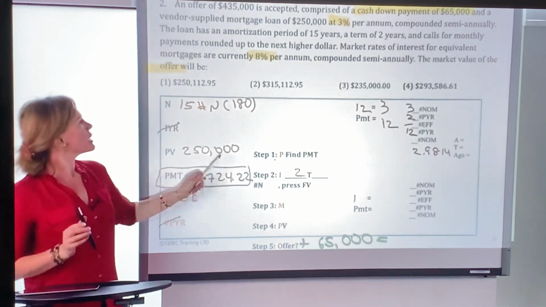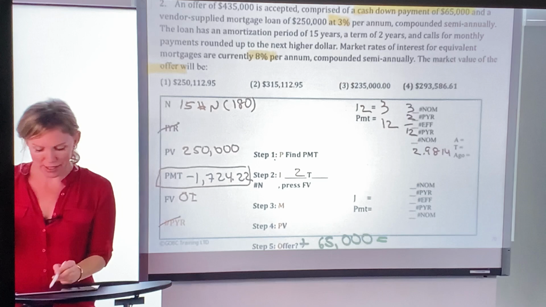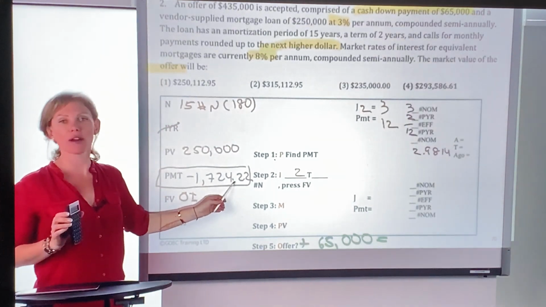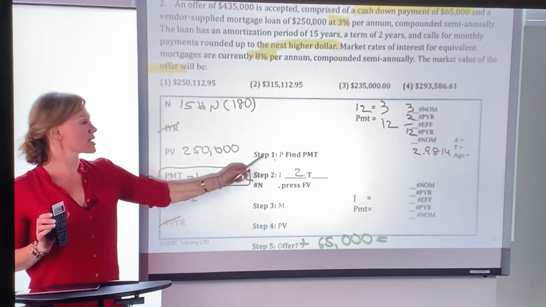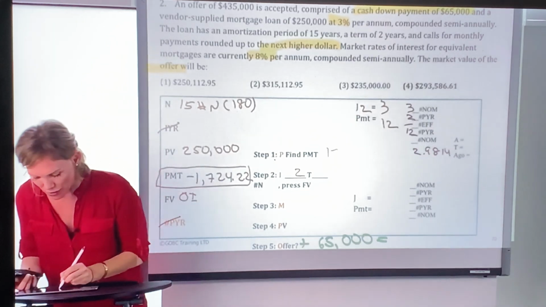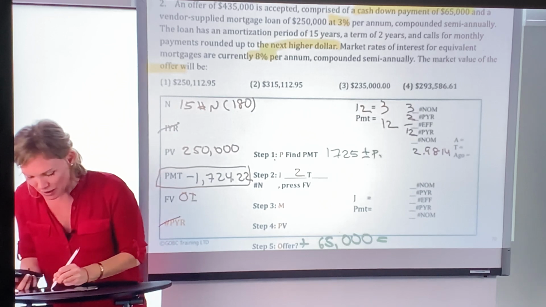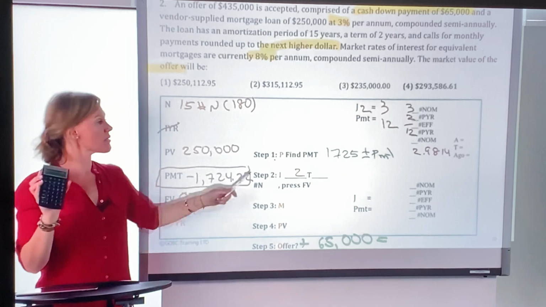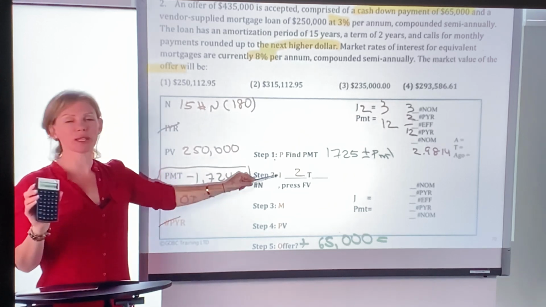So what do we do right now? They want us to increase that payment to the next higher dollar. So what is the next higher dollar from 24? We go to 25. So let's do this. 1725 plus minus PMT. We'll put it as step number 1 right now. So 1725 plus minus PMT. And when you see that 1725 plus minus PMT on your screen, it should come up as a negative with lots of zeros in the end. That's how you know step 1 is done. And that's when we can move on to step number 2.